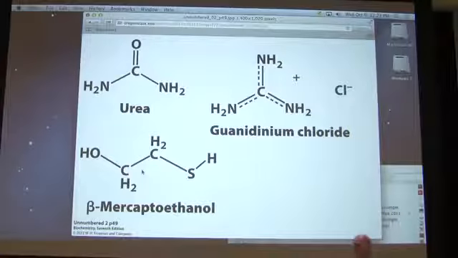Guanidinium chloride is another reagent that interferes with hydrogen bonds, and it also acts to help denature proteins.